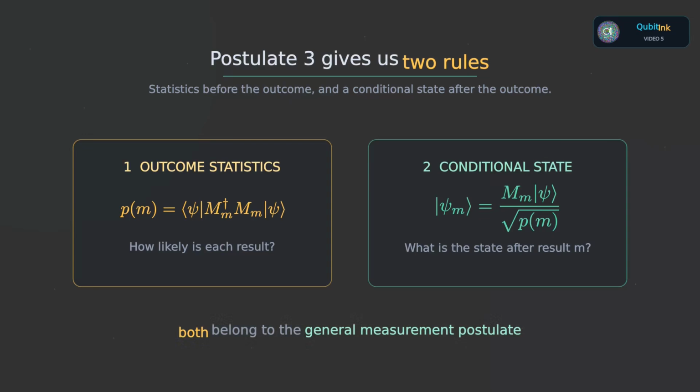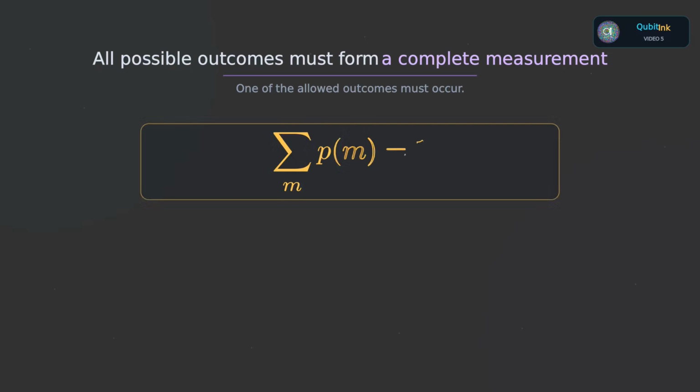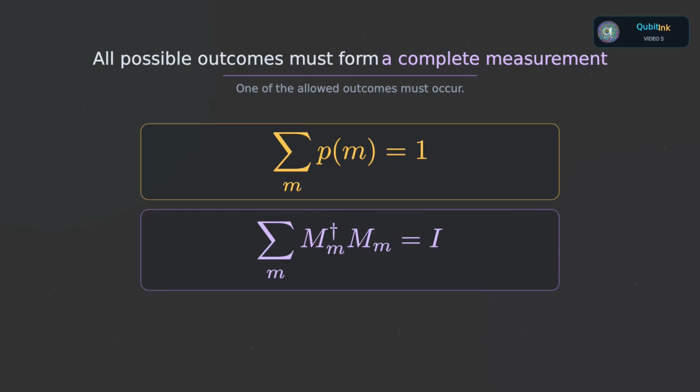There is one more condition that the measurement operators must satisfy. If our list of outcomes is complete, then one of those outcomes must occur. The probabilities of all possible outcomes must therefore add to 1. When we substitute the probability rule into that requirement, we obtain the completeness relation. The sum over all outcomes of each measurement operator combined with its adjoint must give the identity operator.